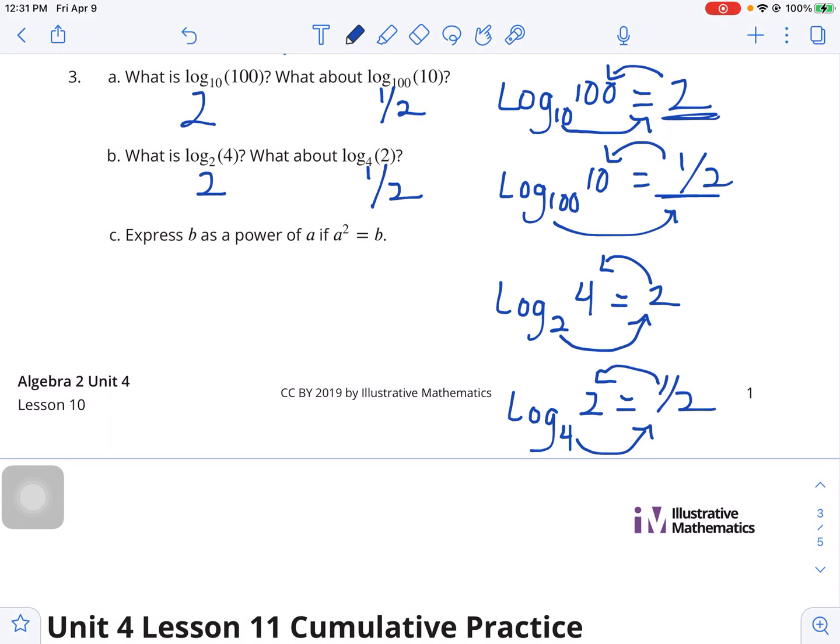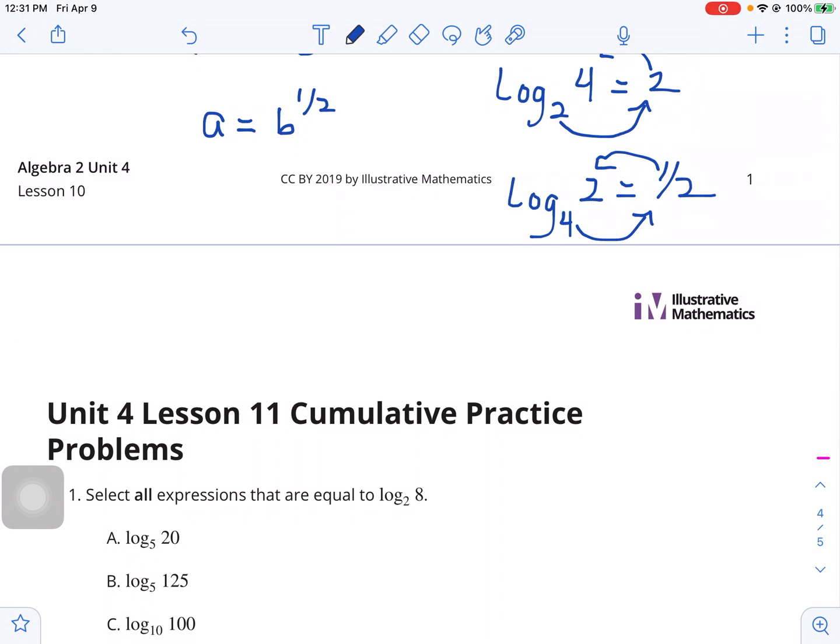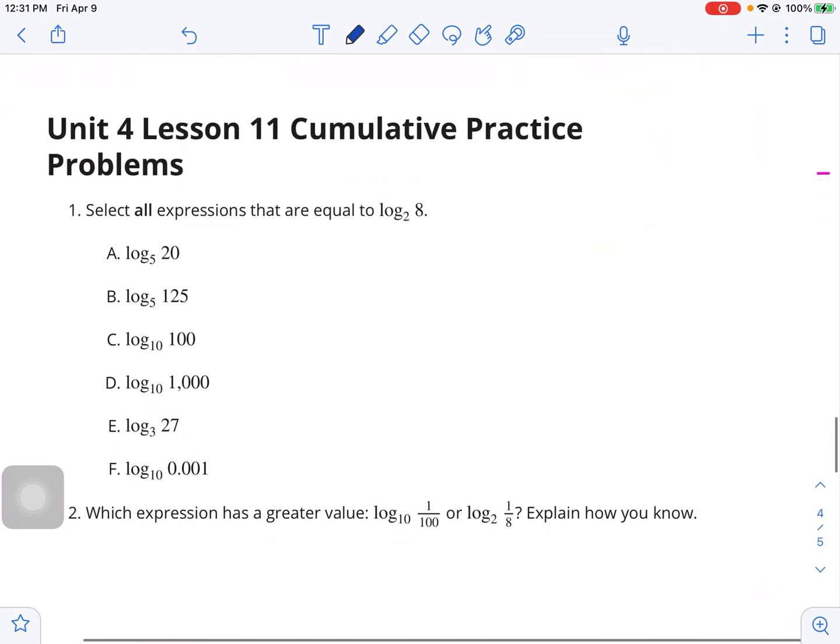This next one here, I think they mean to switch these around here. Express A as a power of B. So since A squared is equal to B, A would be B to the 1/2 power, or the square root of B. So I'm pretty sure that's an error there. And also on your answer key, there's an error.